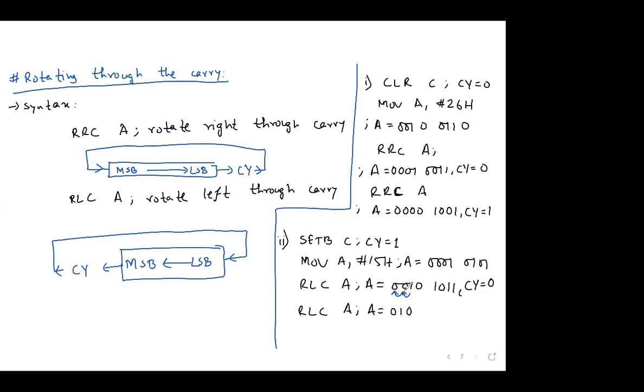0, 1, 0? 1. 1, right. Then? 0, right? Yes. 1, 1, 1. And the value of carry will come. What was the value of carry? You see the carry will come, right? 0. So the value of carry was 0. And finally, this 0 will go to the carry. So carry will also be 0. Have you understood? Yes. Okay, thank you. Any question, anyone over here? Definitely not. So let's move forward.